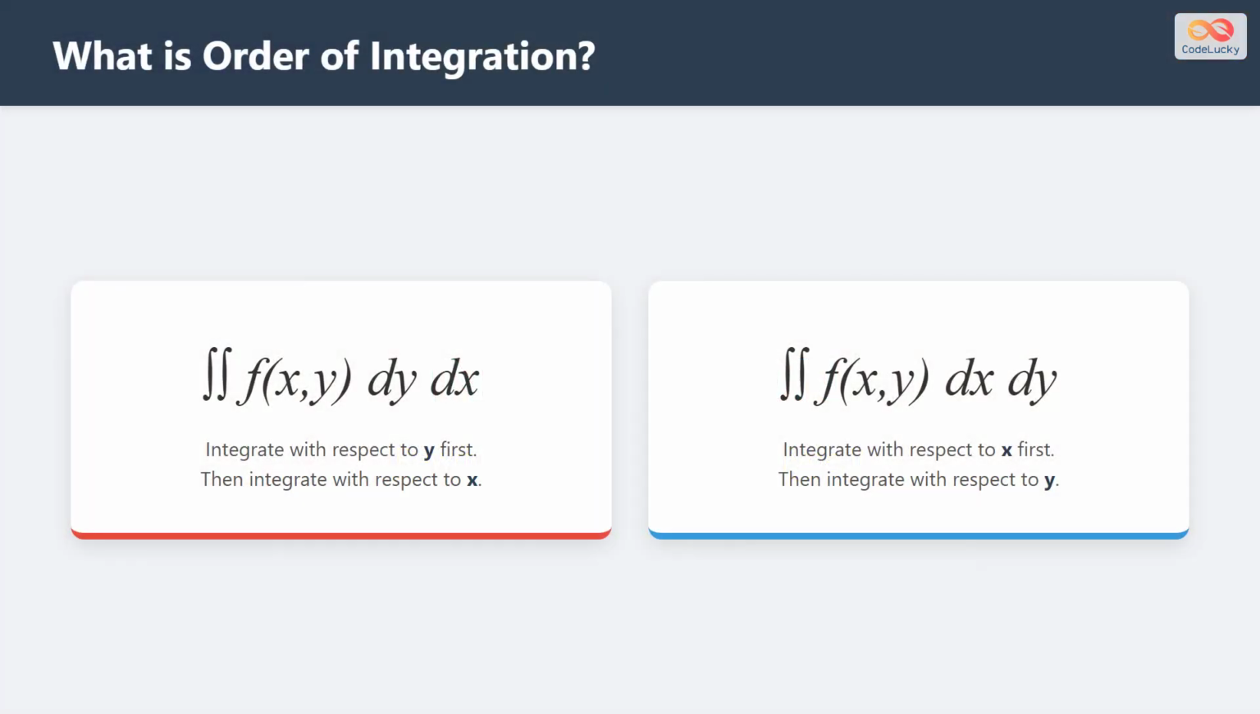First, let's clarify what we mean by order. A double integral can be set up as dy dx, where we integrate with respect to y first, or dx dy, where we integrate with respect to x first. Choosing the correct order is often the key to solving complex problems.